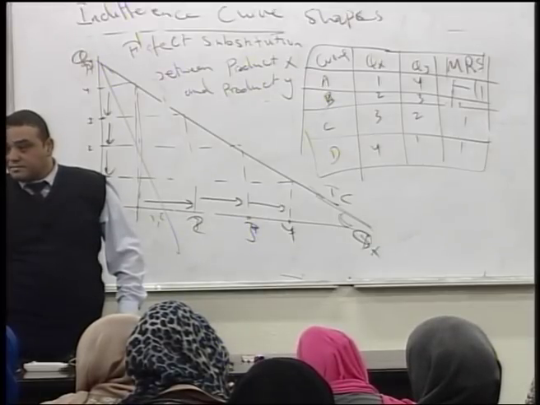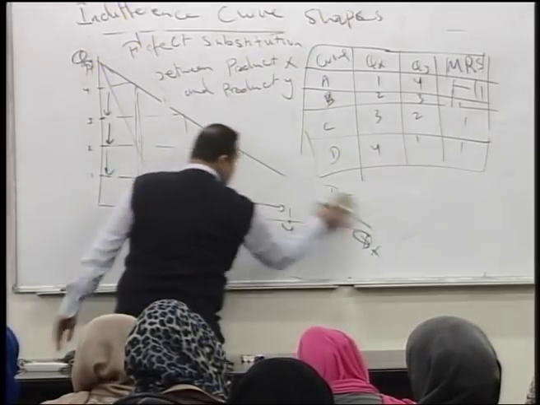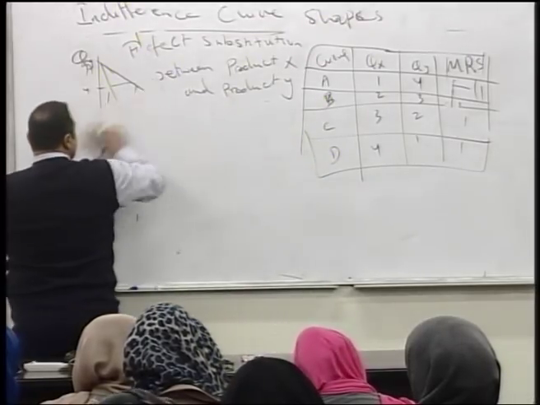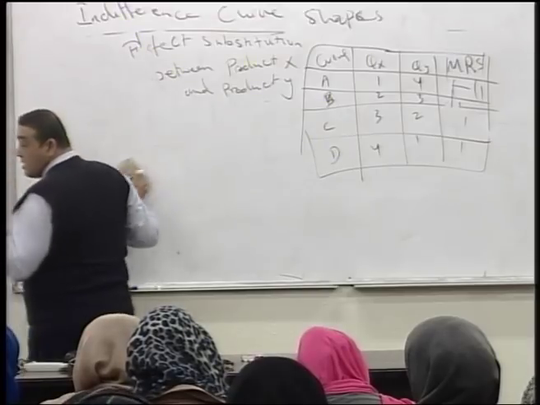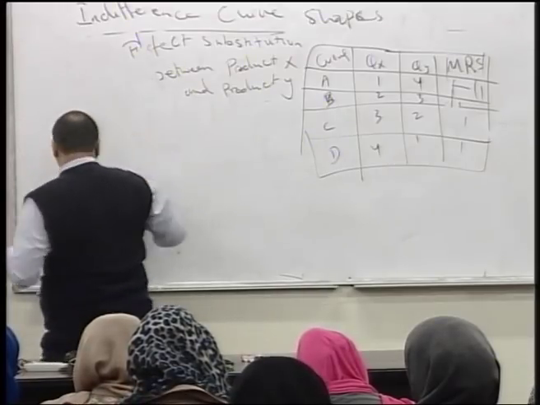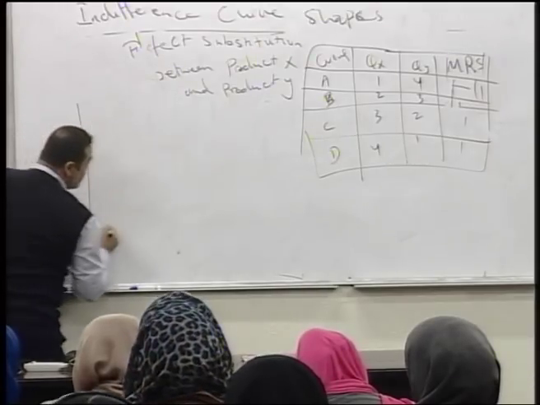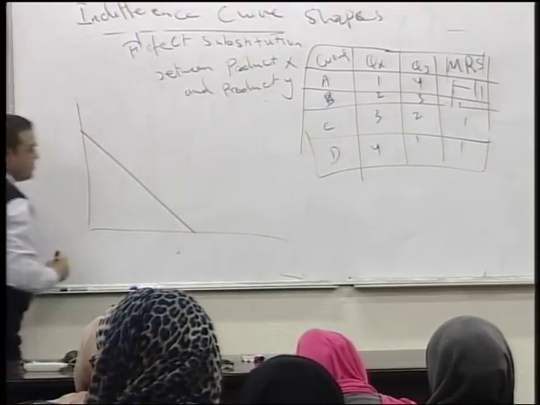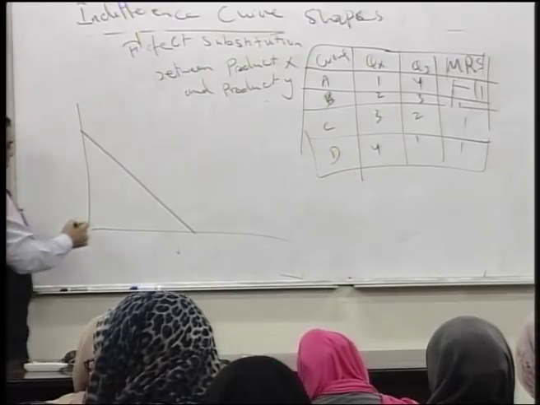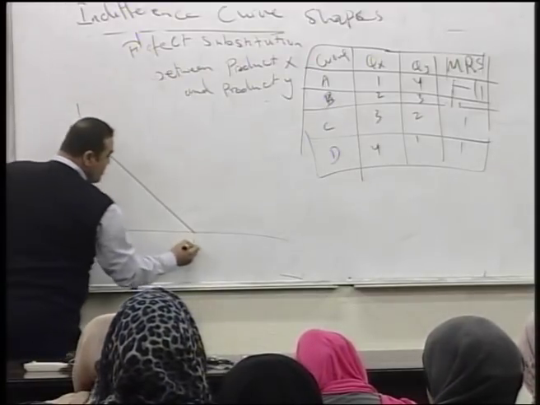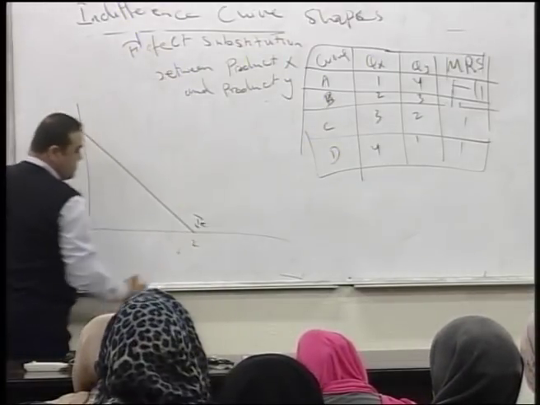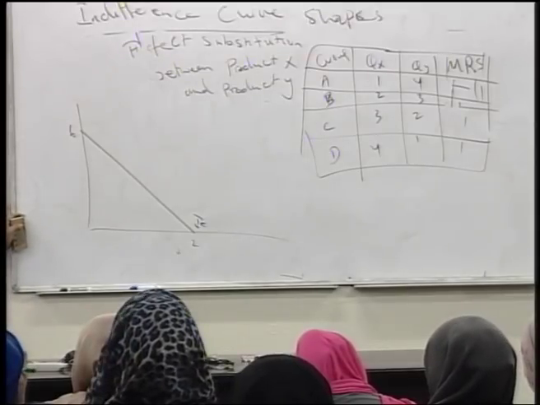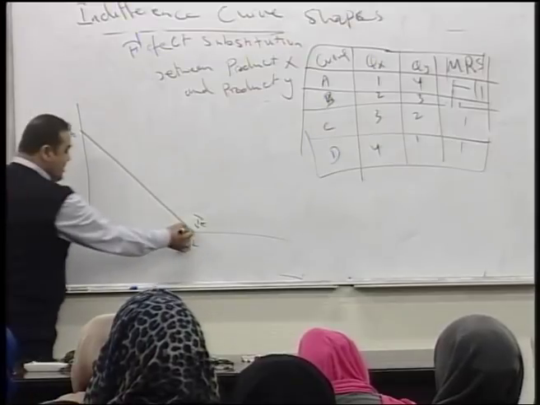Let it be like this, but a straight line. This is IC, this one is 6 and this one is 2. IC, but larger slope than the previous one. Right? How much is the slope here?